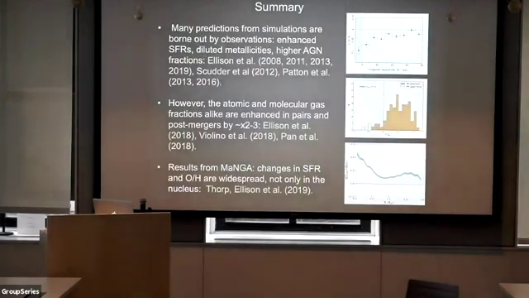All right, so let me summarize. So many of the predictions that simulations make about the properties of mergers, both in the pair and in the post-merger phase, have been now, I think, clearly demonstrated in the observations. So we see high star formation rates, we see diluted metallicities, and we see high AGN fractions.